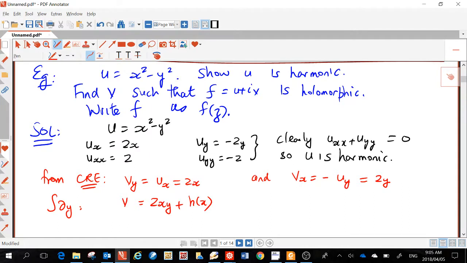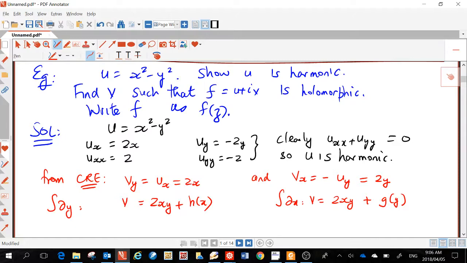On this side, if you integrate with respect to x, you'll get v equals 2y integrated with respect to x, which is 2xy, plus, this time, a function of y involved. So let's say g of y. If you integrate a number, like 5, it'll be 5x. So if you integrate 2y with respect to x, it'll be 2yx. You treat 2y as a constant, and then there will be some function of y.